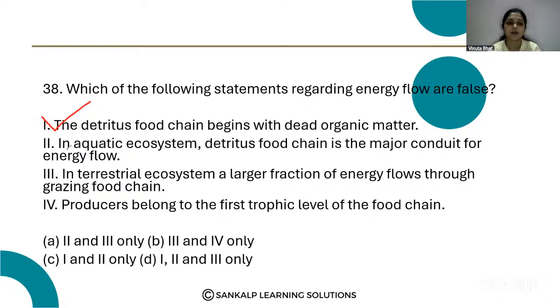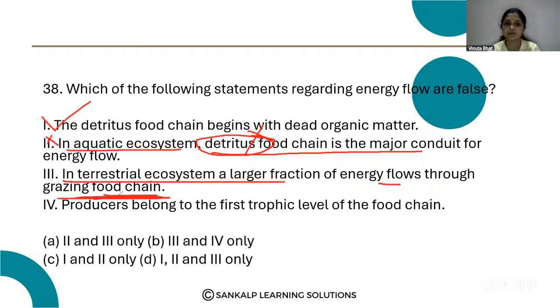In an aquatic ecosystem, the detritus food chain is the major conduit for the energy flow. Major conduit means major channel for the energy flow. So in an aquatic ecosystem, the detritus food chain is not a major channel for the energy flow. Here, in the aquatic ecosystem, the grazing food chain is the main conduit for the energy flow. Then in the terrestrial ecosystem, the larger fraction of energy flows through the grazing food chain. Yes, that is the correct one.